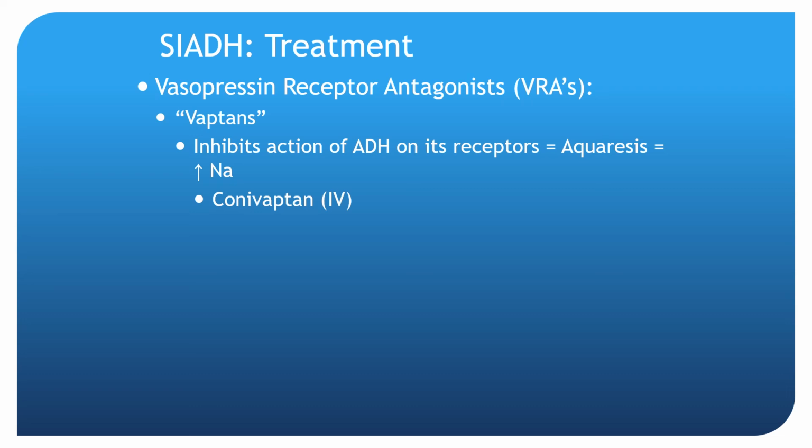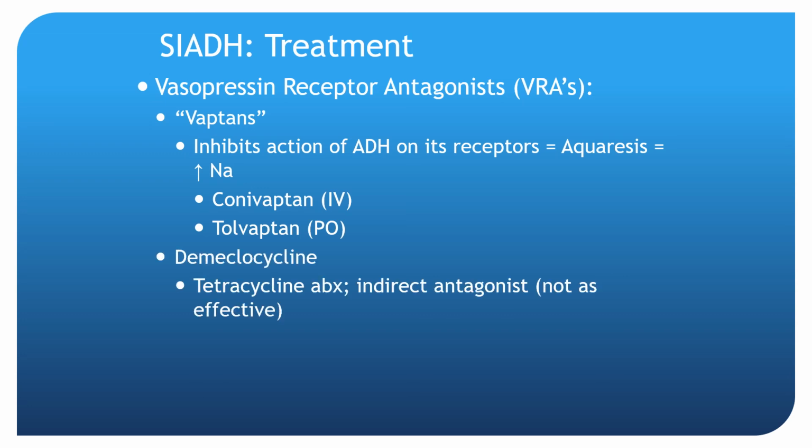Conivaptan is the primary IV Vaptan, whereas tolvaptan is oral. Demeclocycline is a tetracycline antibiotic, and it's an indirect antagonist. It's not as effective as the Vaptans. And lithium is also not as effective, but it's similar to demeclocycline. Honestly, I don't ever see those used. The newer Vaptans work by far the best.